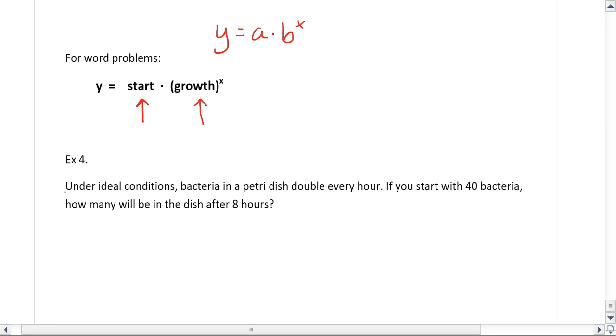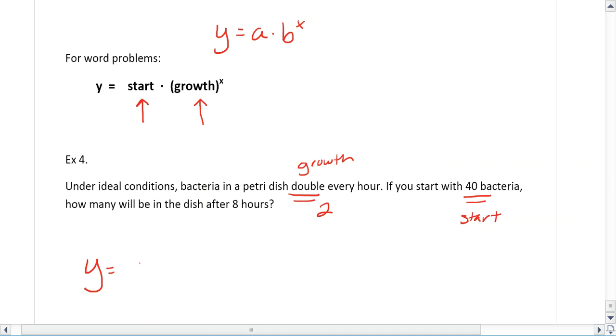So example 4 says, under ideal conditions, bacteria in a petri dish double, that's a very important word there, double every hour. If you start with 40 bacteria, how many will be in the dish after 8 hours? Well, double, that is telling us the growth. So we have a growth factor of 2. This 40 bacteria is how many we're starting with. So we can write our equation.